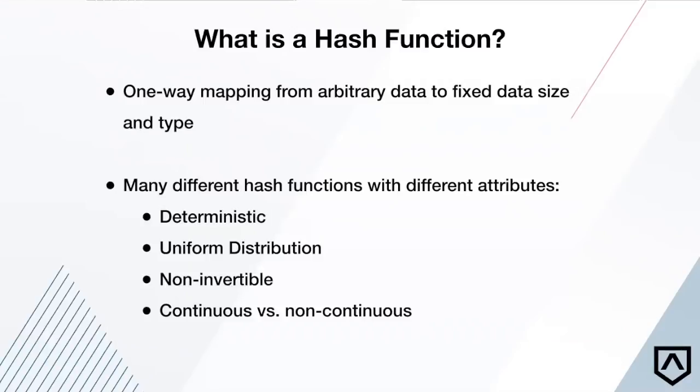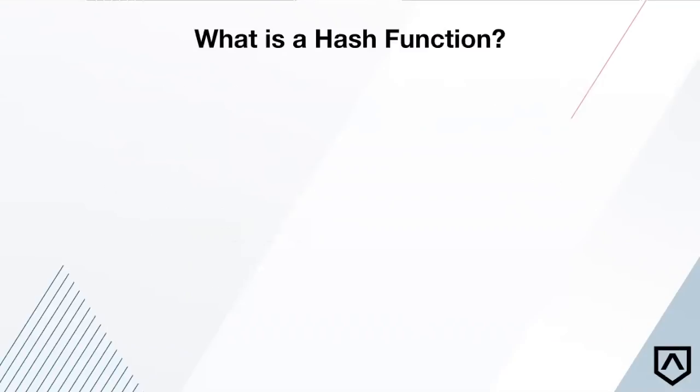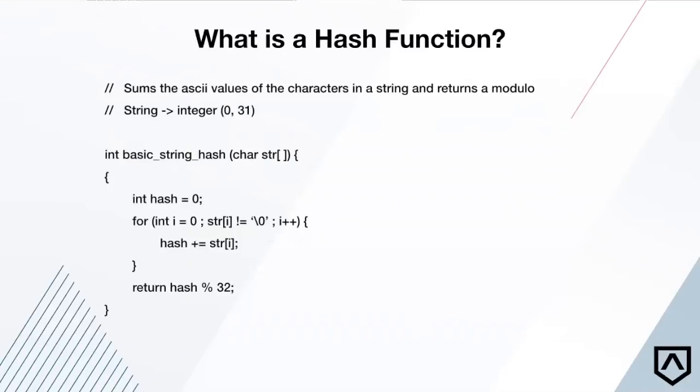And there's also some different traits called continuous versus non-continuous. And that's very close to what we talked about with distribution. These are some traits that you look at when you're determining the validity of a hash function, and different hash functions have different use cases. So, for example, we can look at a very, very basic string hash.